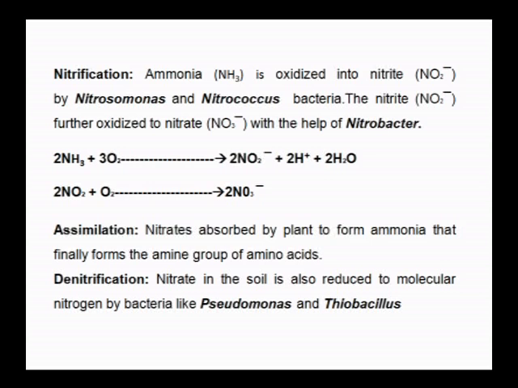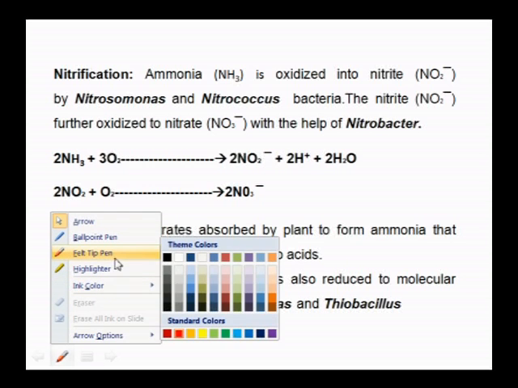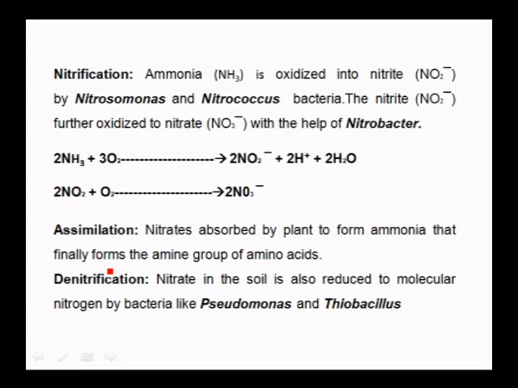Nitrification, in which ammonia undergoes oxidation to produce nitrite, that is 2NO2 minus, and nitrites undergo further oxidation to produce nitrates, NO3 minus. Nitrates can be absorbed by the plants but not nitrites. Assimilation: nitrates absorbed by the plants form ammonia, which finally forms the amine group of amino acids.